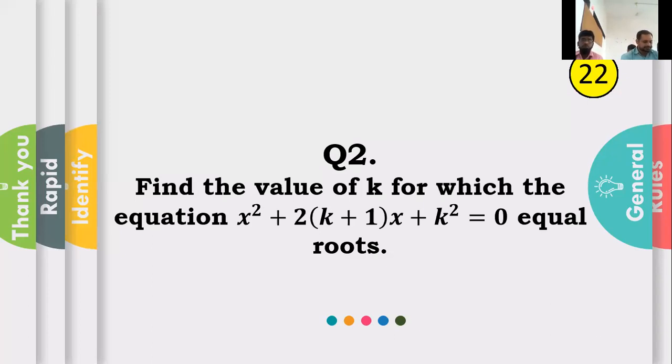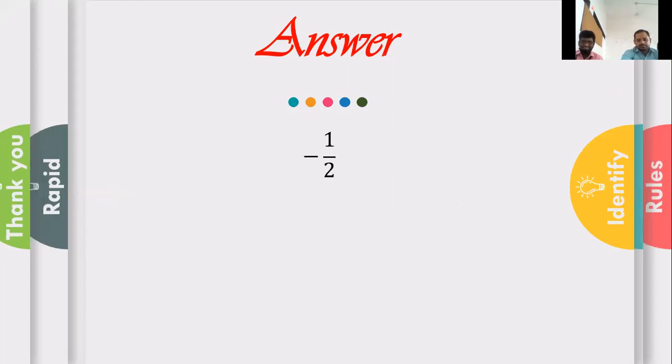Be quick. 15 seconds. Quick. Again, it's time up. 2. Overtime. Okay, we will accept 2. Let's check. It's minus 1 by 2. Well tried. Now, the last video is for greenhouse.